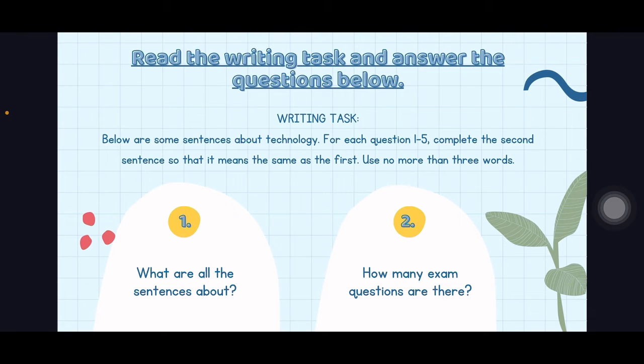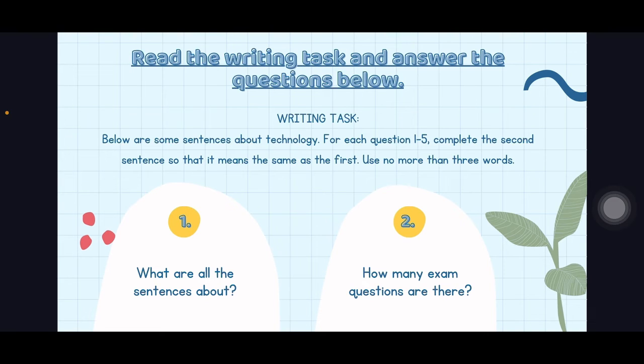Have you answered all the questions? If yes, we can discuss the answers. As you can see, for question number 1, what are all the sentences about? The answer is the sentences are all about technology, because as mentioned in the writing task, below are some sentences about technology.